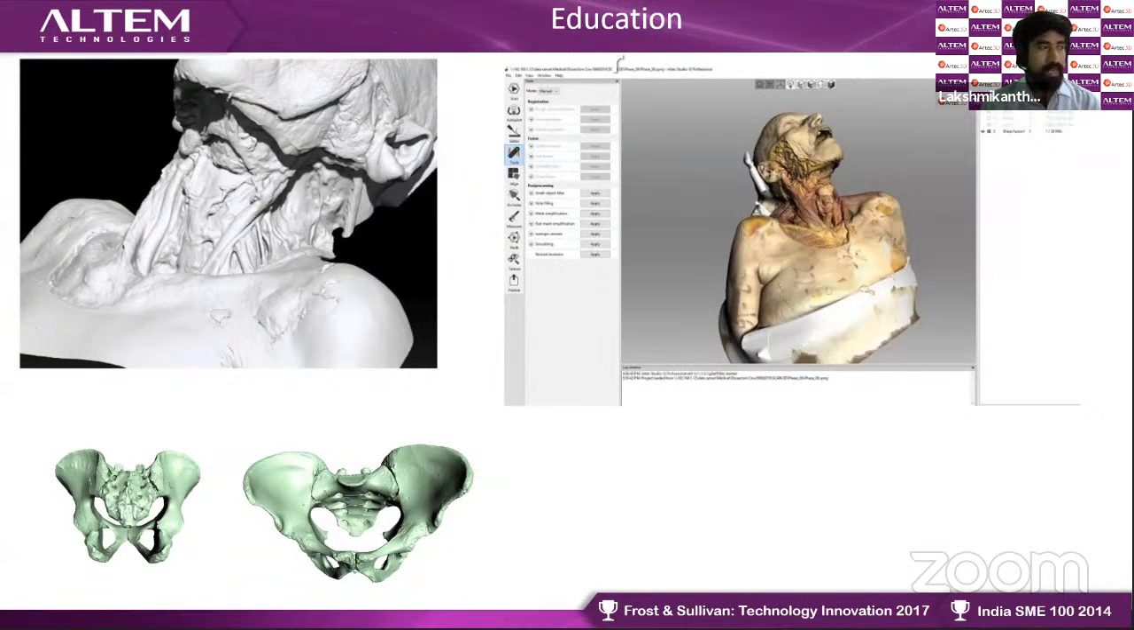In order to make sure they clearly understand the concepts, we can use this kind of technology. And similarly, as I said, these scanners are also used for training at the industry level.